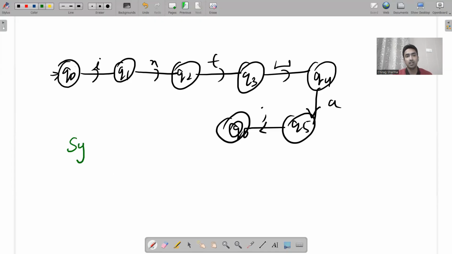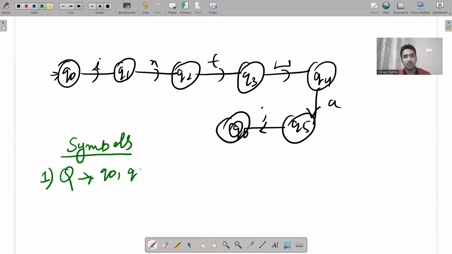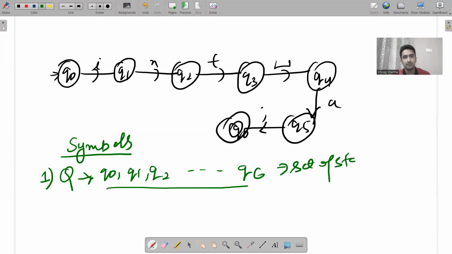If I'm talking about the symbols, there are symbols of NFA and DFA. I'm using them combined, and then I'll differentiate them. The first important symbol that you have to understand is Q. Q is known as the set of states. Whatever set of states you have used, like Q0, Q1, Q2 till Q6, all are known as the set of states.